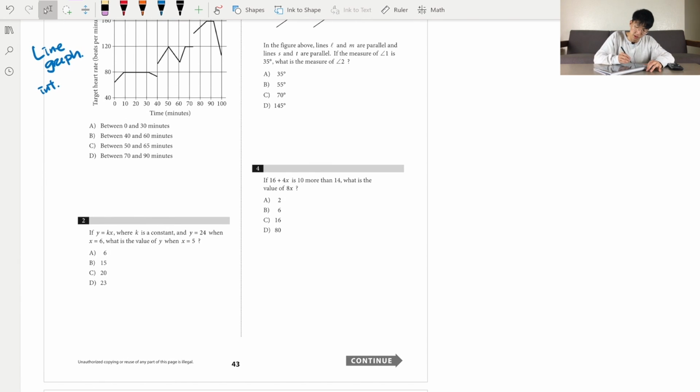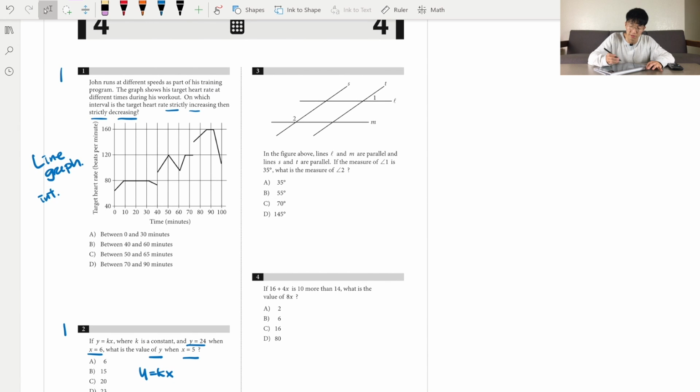Number 2, I am given y is equal to kx, and I see x and y values are given, and you're looking for y. 1x is given as 5. This is a direct variation type of problem, difficulty 1. Number 3, the very obvious thing I see is the parallel. So it's about parallel lines. And you're looking for probably the angle value of something, difficulty level 1.